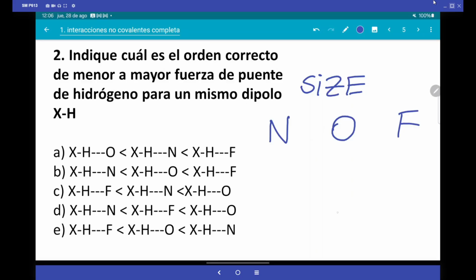Exactly, then, the atom is larger, and therefore less electronegative. It shares its electronic pair better, because the electronic pair is further away from the nucleus. Whereas with fluorine, the electronic pair is so close to the fluorine that it does not want to share it. Then the nitrogen shares the electronic pair much better than oxygen, and so it will have the best tendency to form a hydrogen bridge with nitrogen.